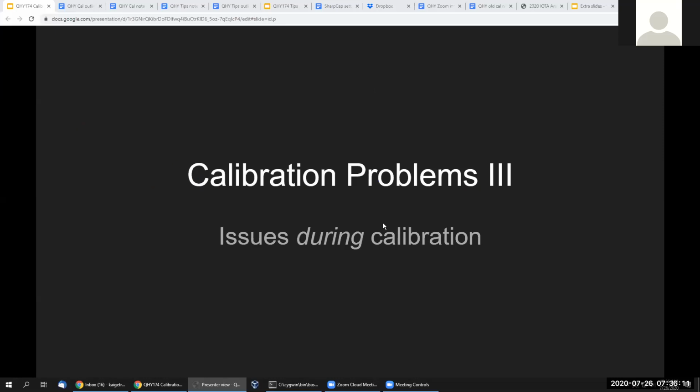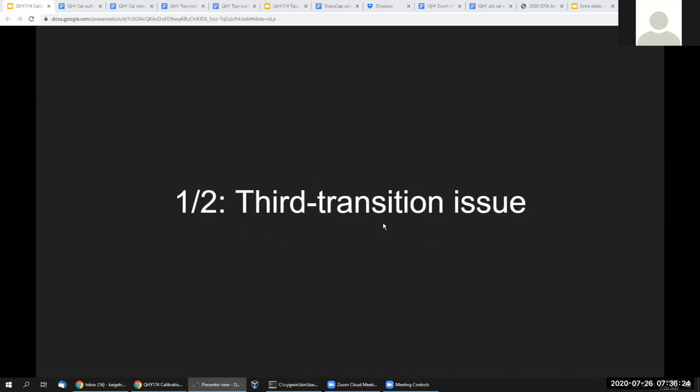Okay, my third and last set of problems. Just 2 more things before I get to my best practices. Things that crop up during the calibration process itself. The first is what I call a third transition issue.